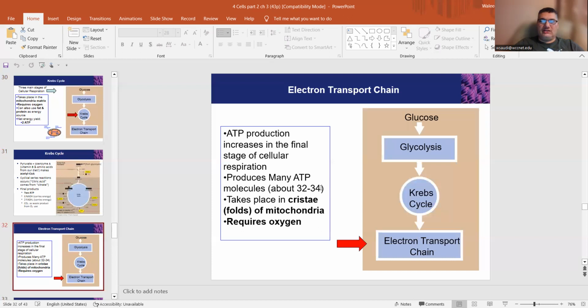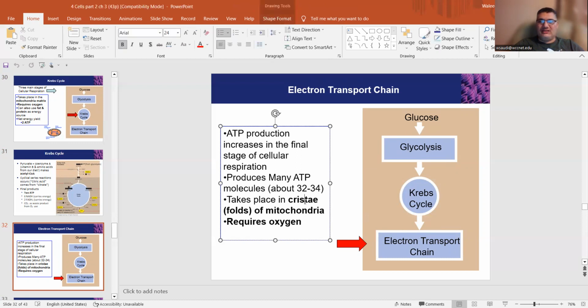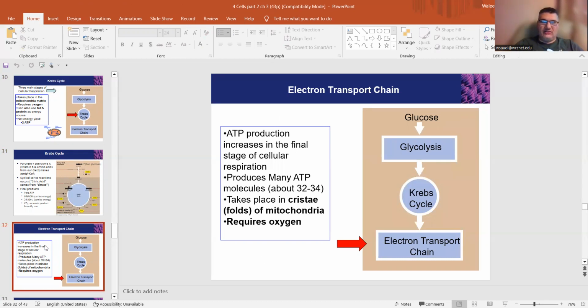And the total coming from the electron transport chain is 32 to 34. Where does it happen? In the mitochondria, the cristae, the folds. How about the Krebs cycle? Matrix of the mitochondria, to be specific. How about the electron transport chain? Cristae of the mitochondria.